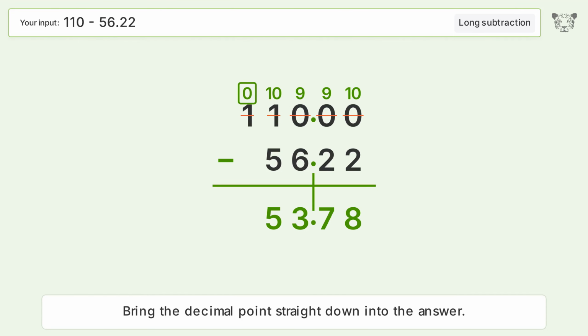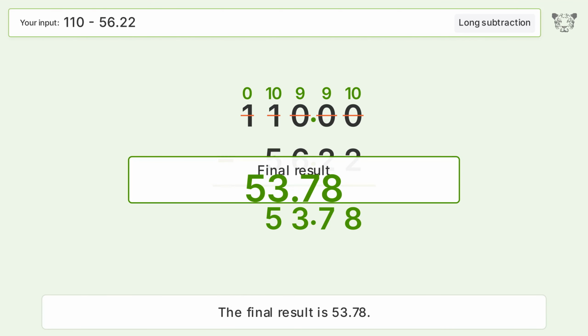Bring the decimal point straight down into the answer. The final result is 53.78.